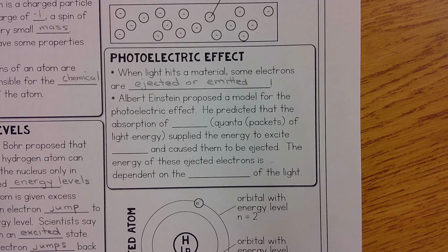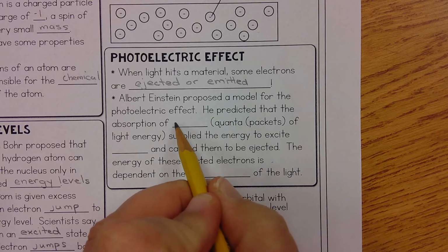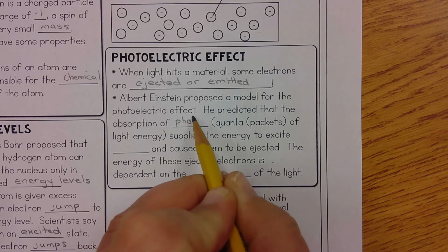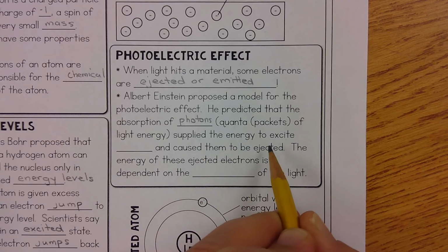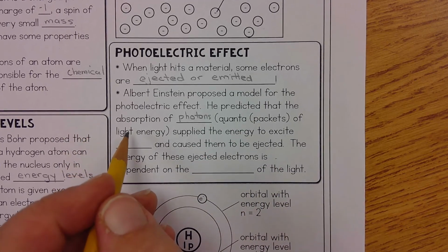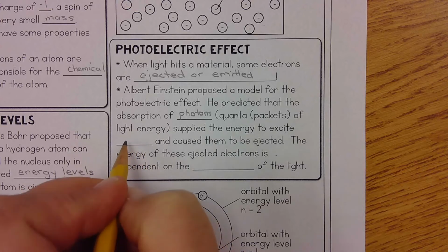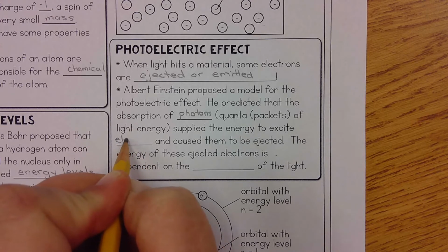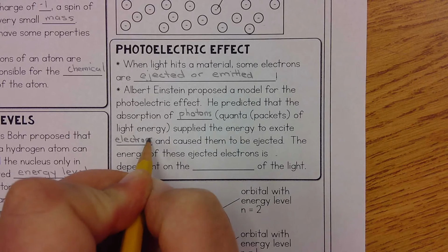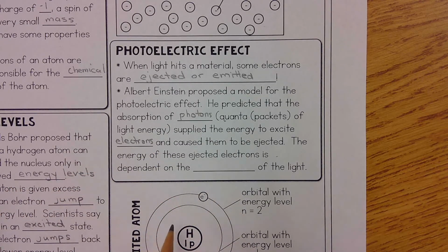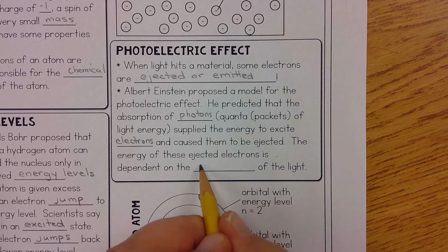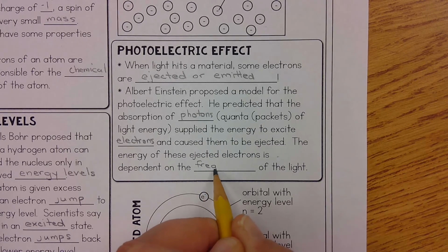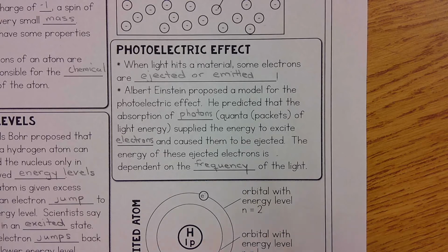He predicted that absorption of photons, which are these little packets of light, gave the energy to excite those electrons and cause them to jump off, right? Electrons. And the energy that these electrons have depends on the frequency of the light. So that's the photoelectric effect just generally. We're not going to spend a whole lot of time on that.